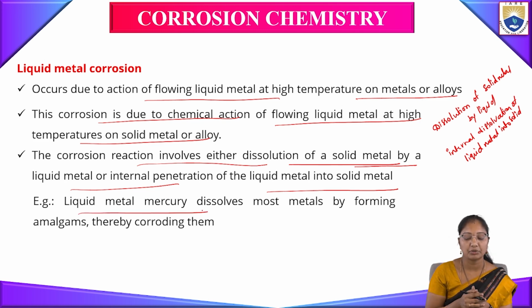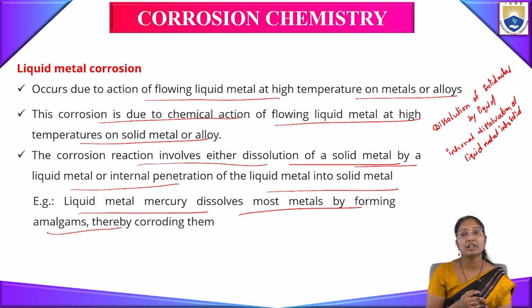The liquid metal mercury dissolves most metals. As we know, mercury is in the liquid state, which is a liquid metal, and it dissolves most of the metals. Even if we keep mercury on a paper and add 1 gram of gold or silver, it dissolves easily, because it has the capacity to dissolve metals by forming amalgams, thereby corroding them. It is also a type of corrosion. So the dissolution of these metals is a type of corrosion.